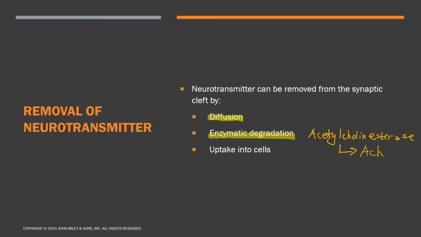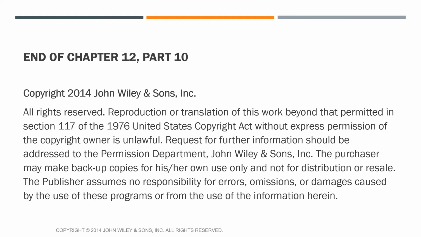The third way that a neurotransmitter can be removed from the synaptic cleft is uptake by cells. Many neurotransmitters are actively transported back into the neuron that released them, so back into that presynaptic neuron. Other neurotransmitters are transported into neighboring neuroglia. Some of the neuroglia can actually take up neurotransmitters as well to remove them from the synaptic cleft. And that's going to be the end of Chapter 12, Part 10.